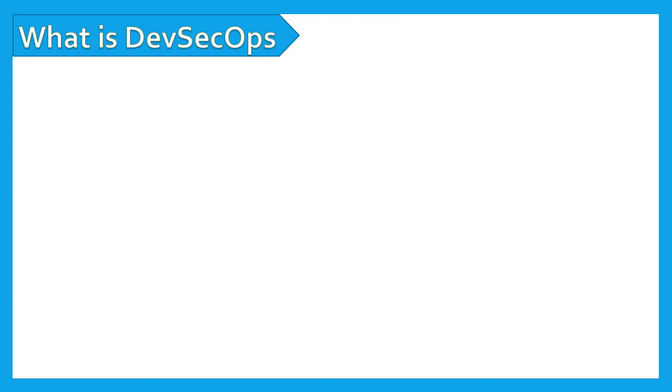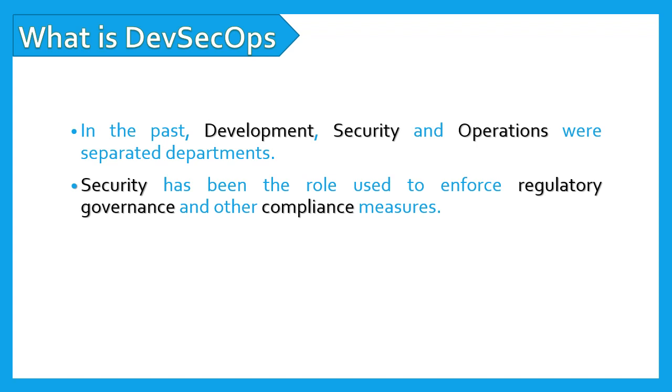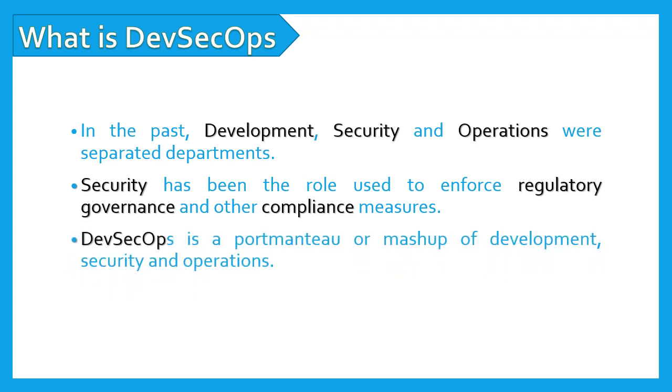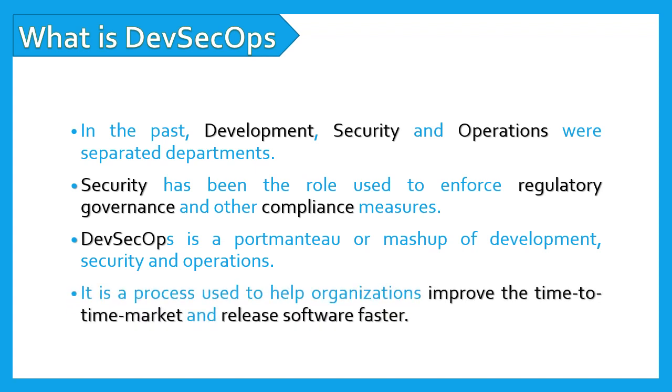What is DevSecOps? In the past, development, security and operations were separate departments. Security has been the role used to enforce regulatory, governance and other compliance measures. DevSecOps is a portmanteau, a mashup of development, security and operations. It is a process used to help organizations improve time-to-market and release software faster.